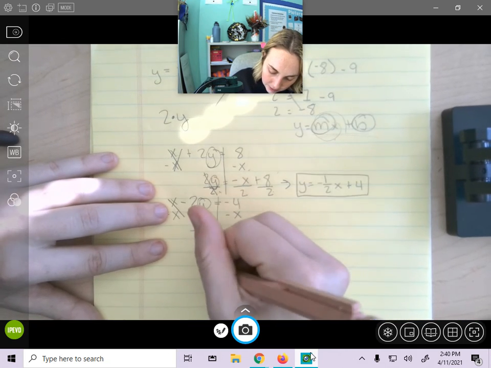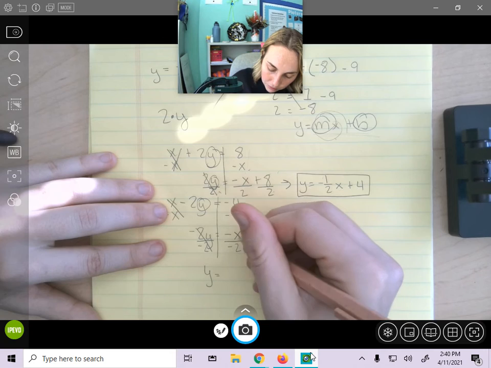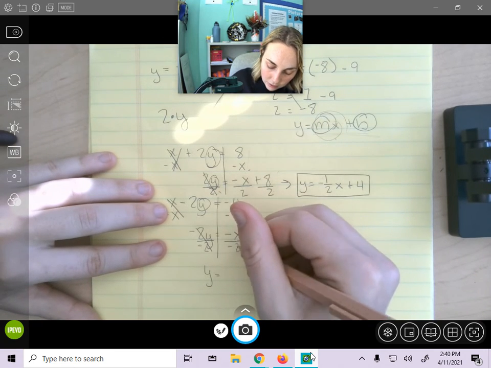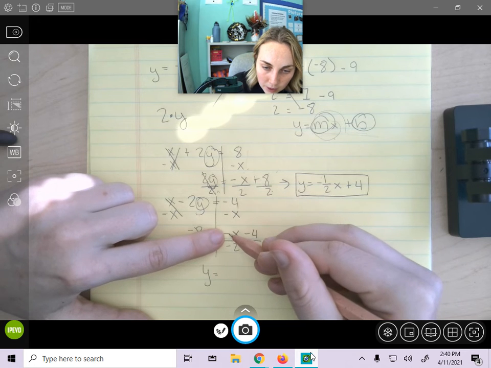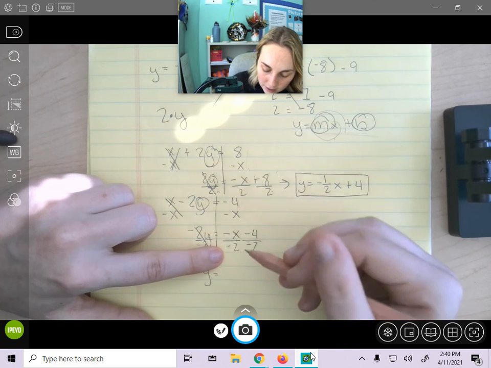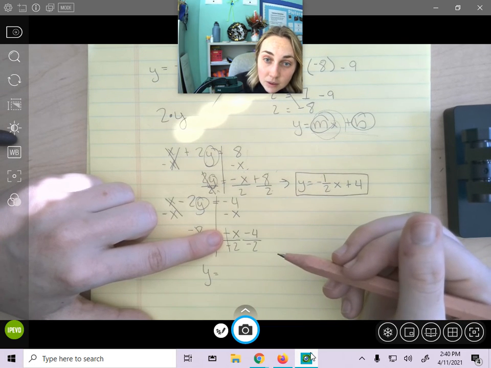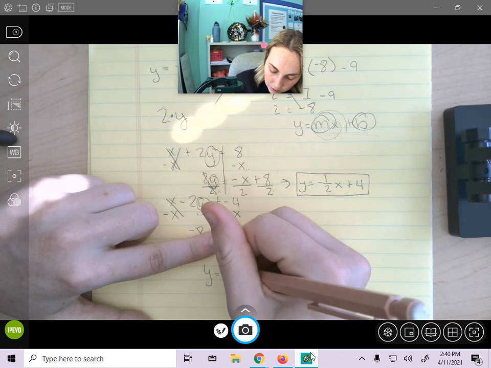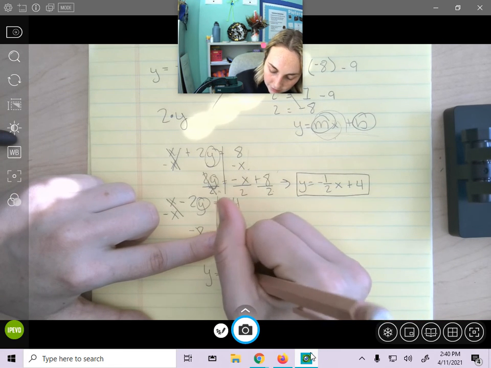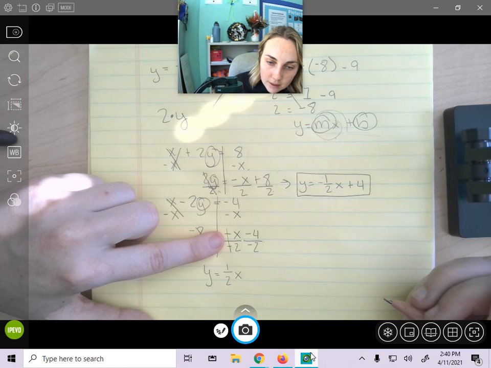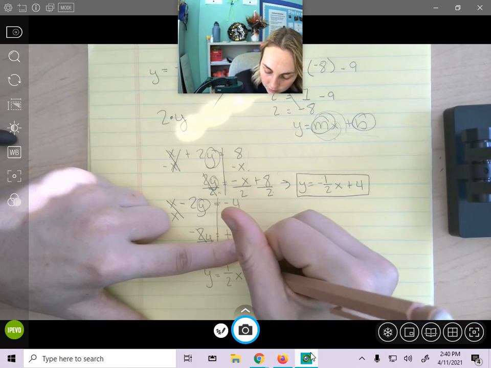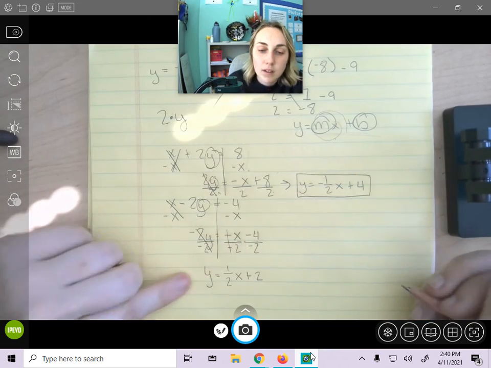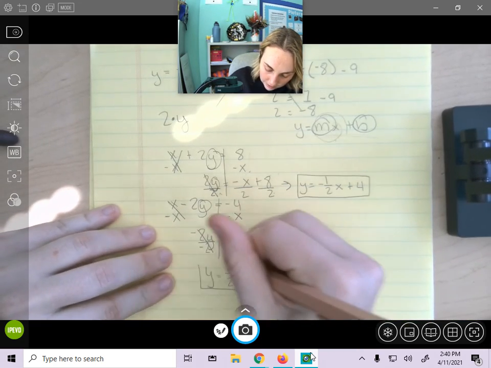These cancel out, they're opposites. Negative 1x over negative 2. Guys, since we have a negative in the numerator and the denominator, these are going to cancel out, so it's going to be a positive fraction. We're going to put positive 1/2 x, okay? And then negative 4 divided by negative 2 is going to give me a positive 2. So this will be my second equation.